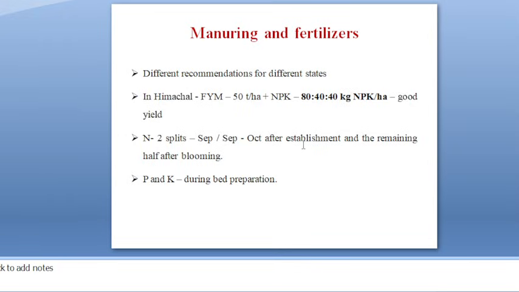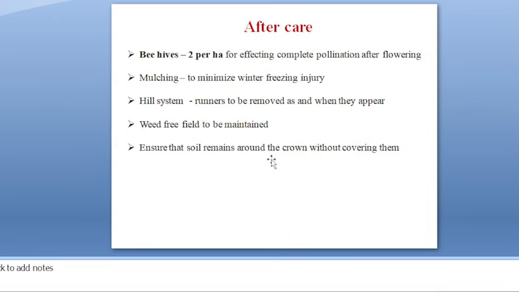It requires around 80:40 kg of NPK per hectare. Here we can give the nitrogen source in two splits, one at the time after establishment and the second one after blooming, and P and K have to be applied at the time of land preparation itself.